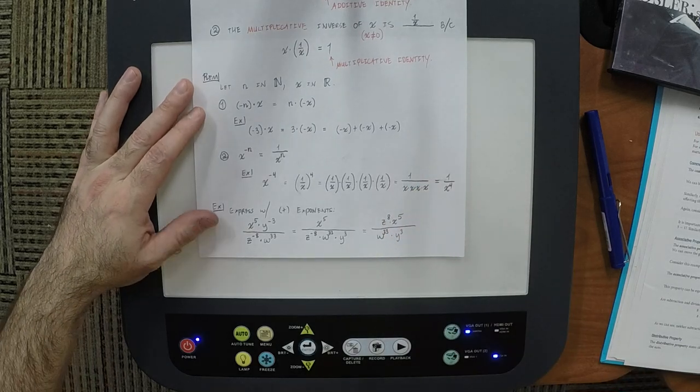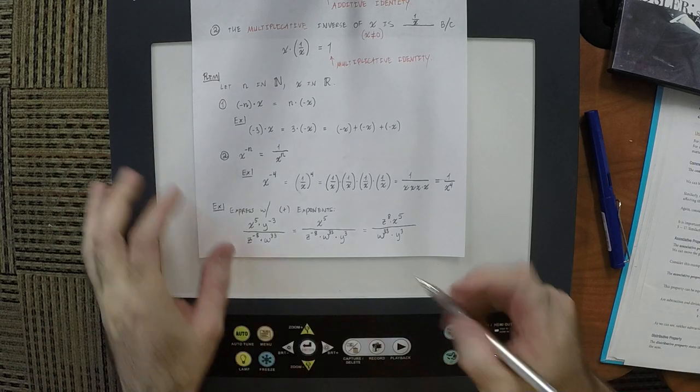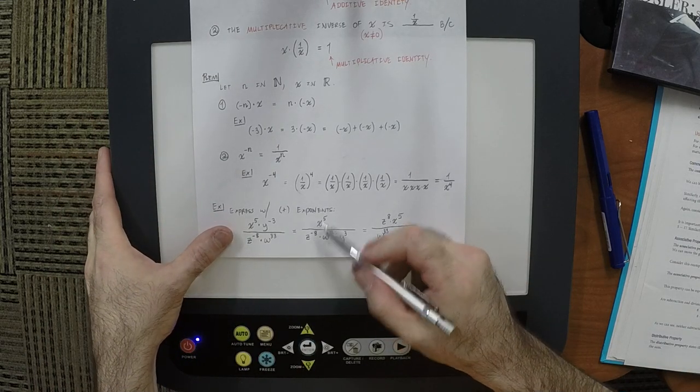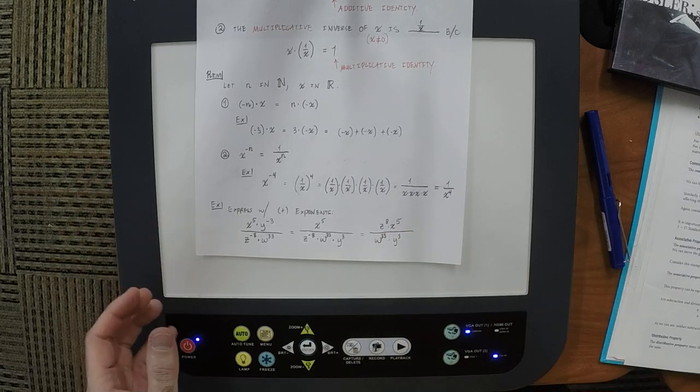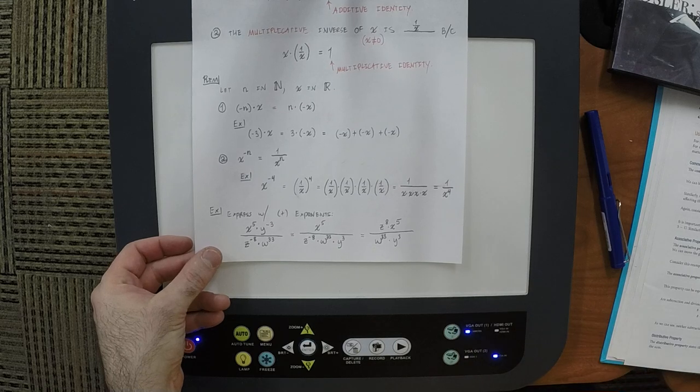Okay, so we did it. The same trick works in the other direction, right? In exchange for moving the z to the numerator, we were able to negate its exponent. Any question about this?